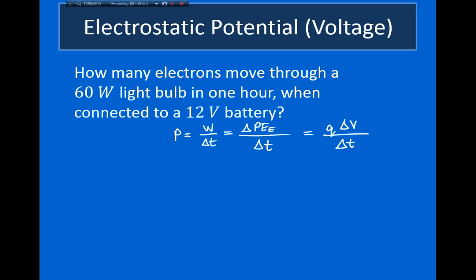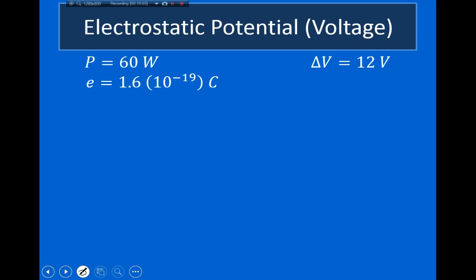And in this case, it's asking me how many electrons move through the battery. So what I'm really solving for is the charge that moves through the battery. So let me go ahead and write this down.